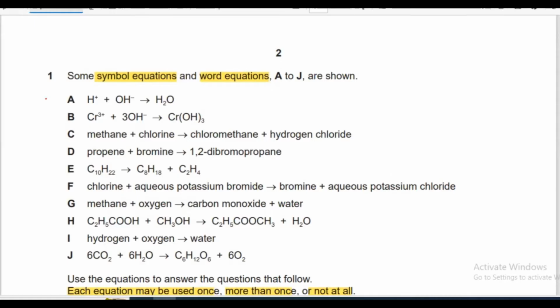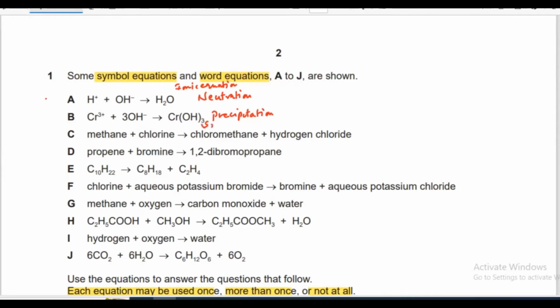H positive plus OH negative gives H2O. This is the ionic equation of neutralization. This is a precipitation reaction because most of the hydroxides are insoluble except ammonium, group 1, strontium and barium. So this is the oxide of chromium. So this is a precipitation reaction.